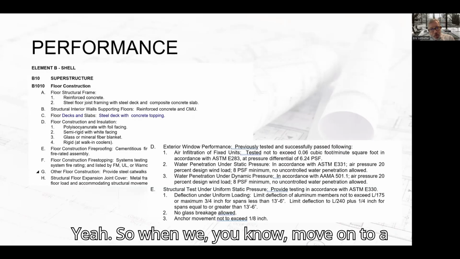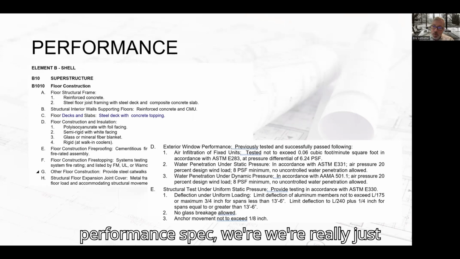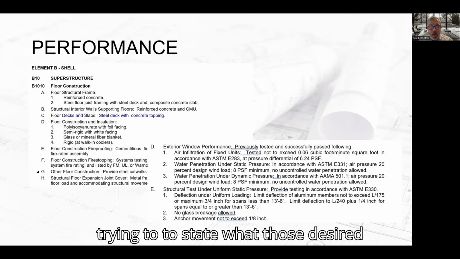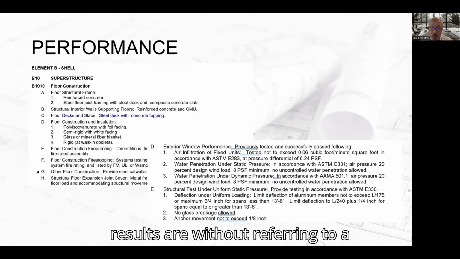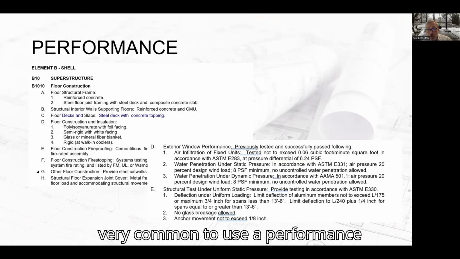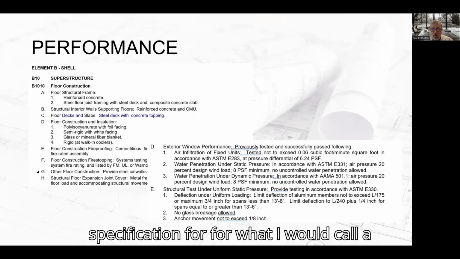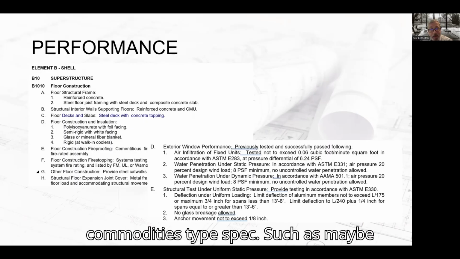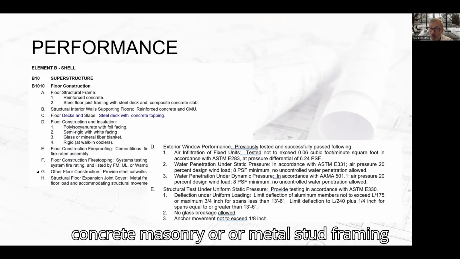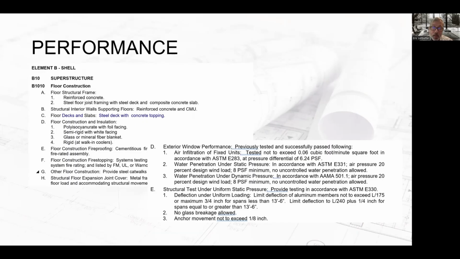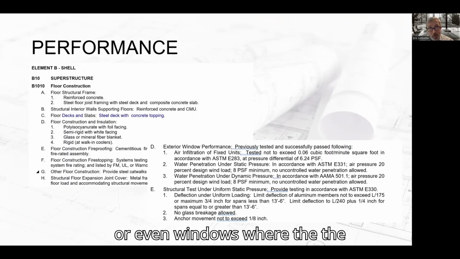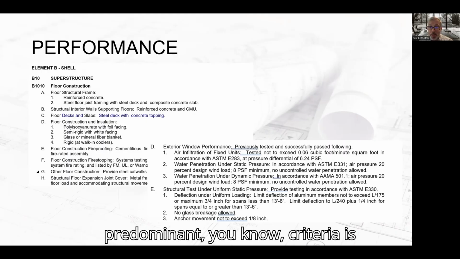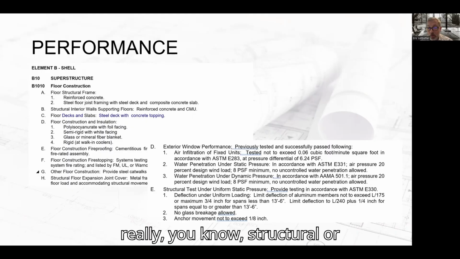And so when we move on to performance spec, we're really just trying to state what those desired results are without referring to a specific product. I think it's very common to use a performance specification for what I would call a commodities type spec, such as concrete masonry or metal stud framing, or even windows, where the predominant criteria is really structural and envelope testing criteria that's governing the decision.